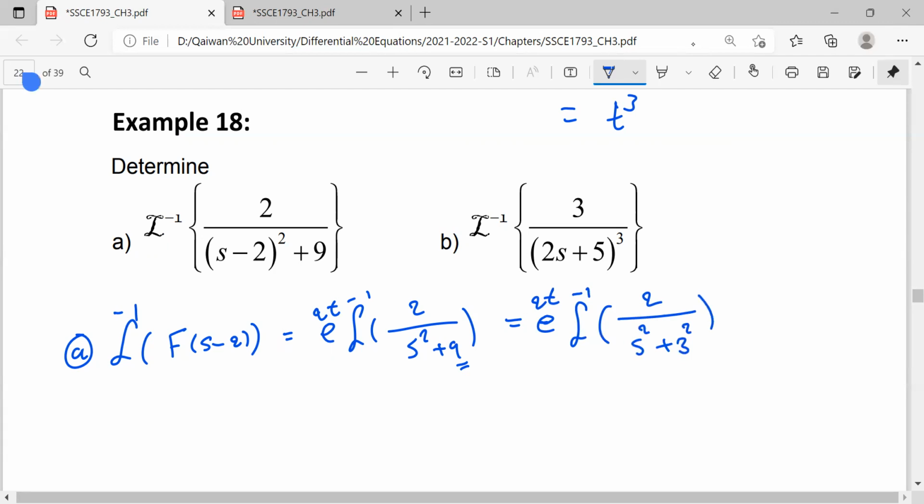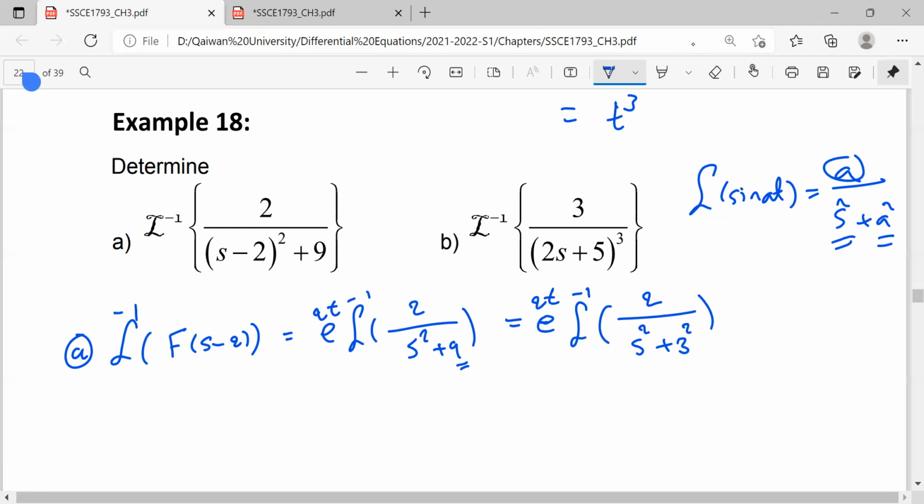A is 3. So you must have 3 in the above. It's similar to the Laplace of sine function. We say the Laplace of sine at equals a over s squared plus a squared. We have s squared, you have a squared, but we have no a in the numerator. So we must have a there.